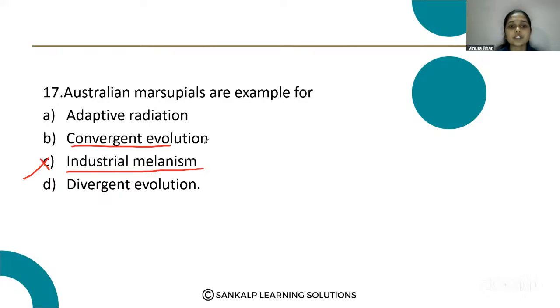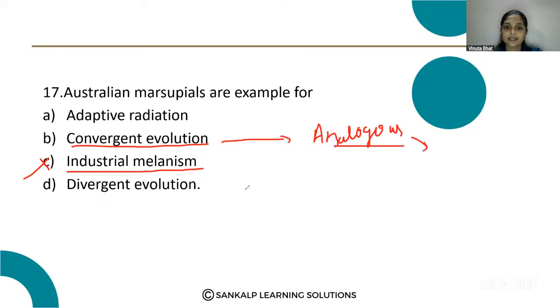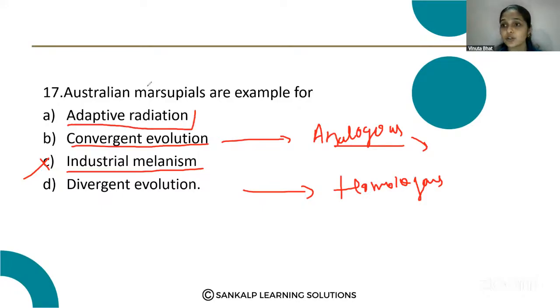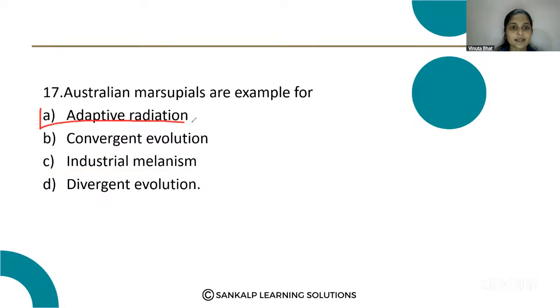Convergent evolution is mainly about analogous organs. Analogous organs are an example of convergent evolution, while homologous organs in different organisms are an example of divergent evolution. So the correct option is adaptive radiation. Australian marsupials and Darwin's finches are very good examples of adaptive radiation. Option A is the correct answer.